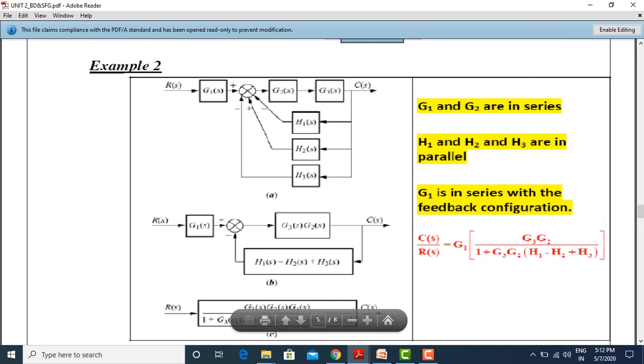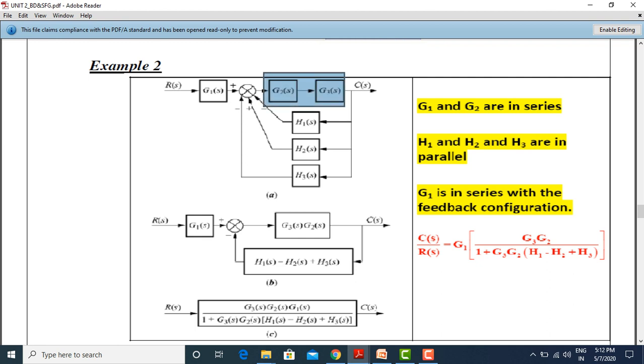First of all, observe the diagram. Follow the 5 rules. R of S, G1 of S, G2 of S, G3 of S, C of S. These are the feedbacks to this summing point. One takeoff point. So first of all, I am observing G2 and G3 are in series. Now this H1, H2, H3 are in parallel.